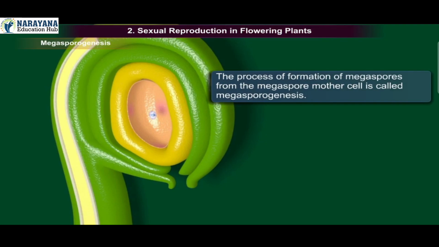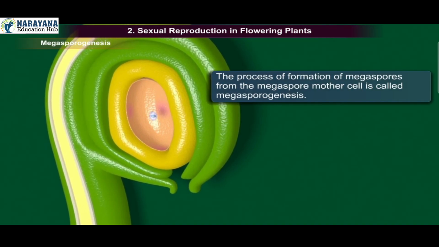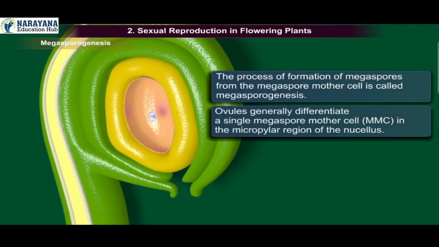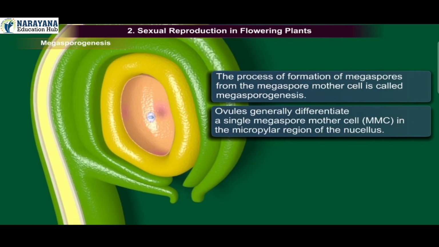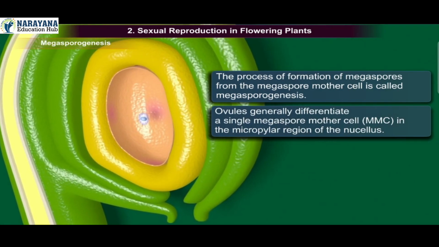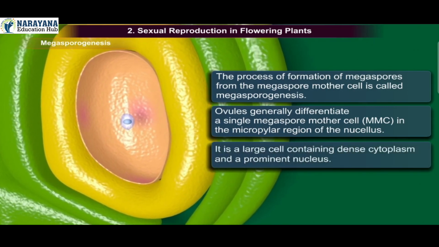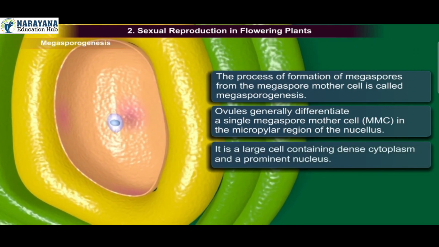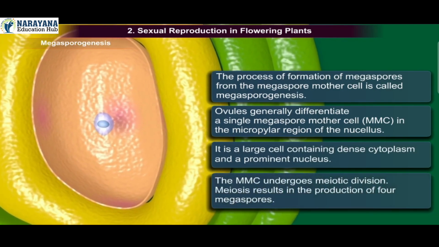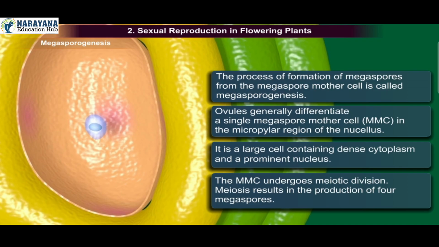Megasporogenesis. The process of formation of megaspores from the megaspore mother cell is called megasporogenesis. Ovules generally differentiate a single megaspore mother cell, that is MMC, in the micropylar region of the nucellus. It is a large cell containing dense cytoplasm and a prominent nucleus. The MMC undergoes meiotic division. Meiosis results in the production of 4 megaspores.